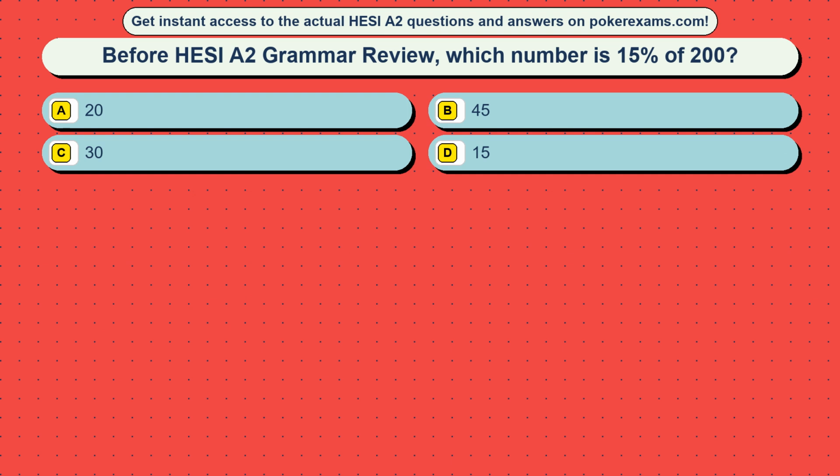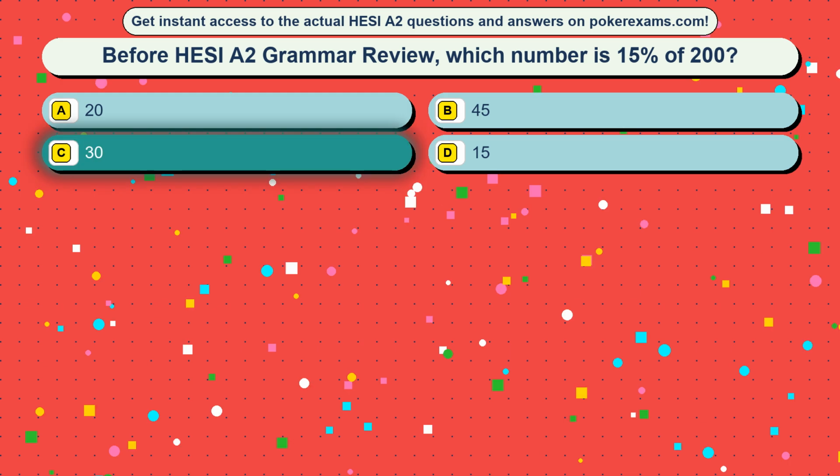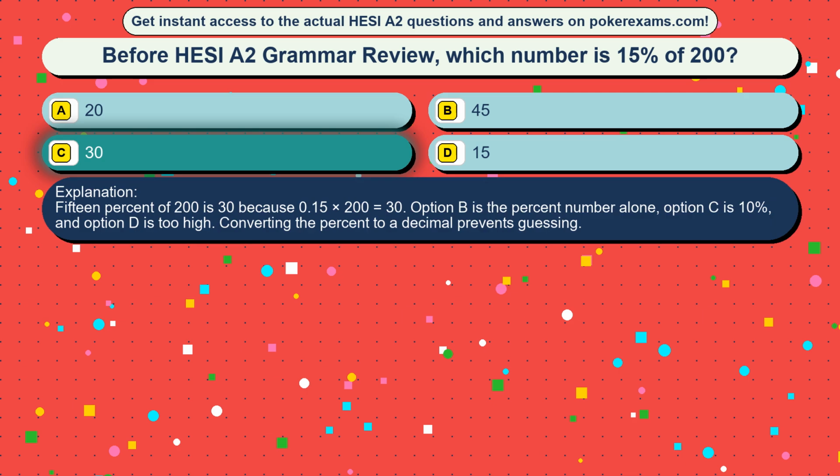Question 15. Before HESI A2 Grammar Review, which number is 15% of 200? Option A, 20. Option B, 45. Option C, 30. Option D, 15. The correct answer is option C, 30. 15% of 200 is 30 because 0.15 × 200 equals 30. Option B is the percent number alone, option C is 10%, and option D is too high. Converting the percent to a decimal prevents guessing.